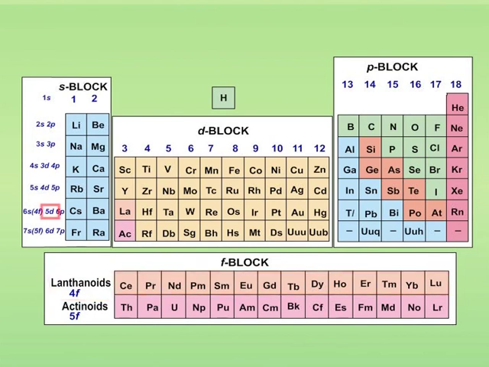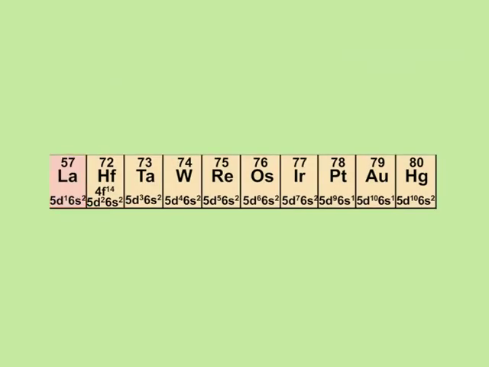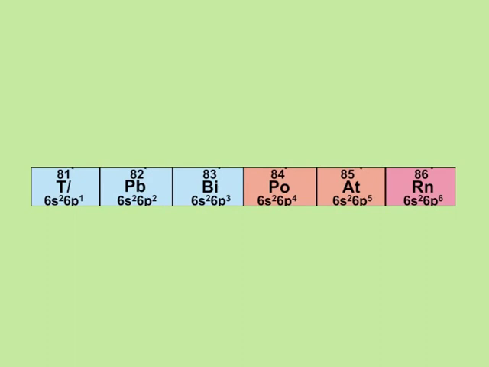Thereafter, filling of 5d orbitals, which started at lanthanum, continues from hafnium, that is Z equals to 72, till it is filled at mercury, that is Z equals to 80. These 10 elements constitute the 5d transition series. After the filling of 5d orbitals, filling of 6p orbital starts at thallium, that is Z equals to 81, and ends at radon, that is Z equals to 86.